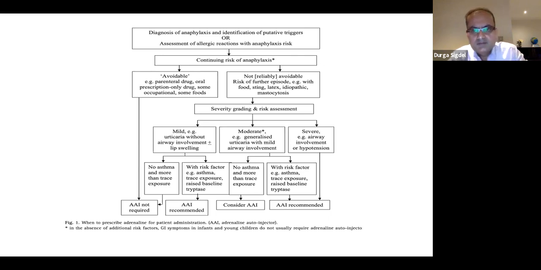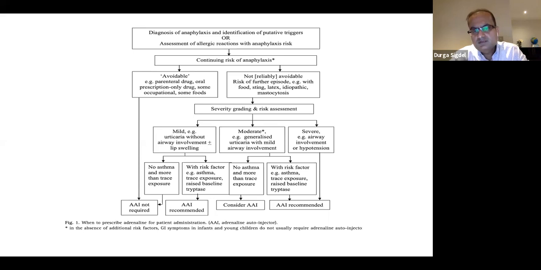However, if there is a history of anaphylaxis, but that is avoidable, for example, the child reacted to a parental drug, had an anaphylactic reaction with the parental drug, and the parental drug is easily avoidable, they can lock the drug away from the child. In that case, the child may not need EpiPen. We don't prescribe EpiPen. For example, a child went on an exotic holiday and had some mushroom or some other food, and the child reacted to that food, which can easily be avoided in this country, then you don't need it.